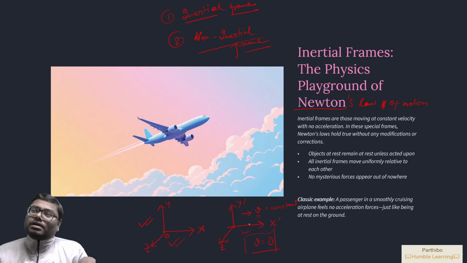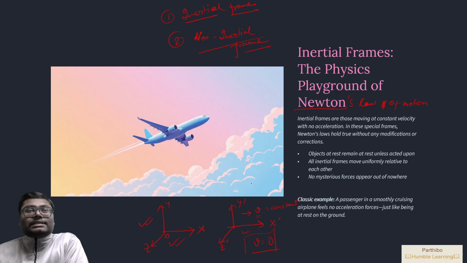So whenever we talk about inertial frames, either they will be at rest, they will not move with respect to each other, or even if they move, they must move at constant velocity or uniform velocity with respect to each other, and only then there will be no mysterious force appearing out of nowhere.